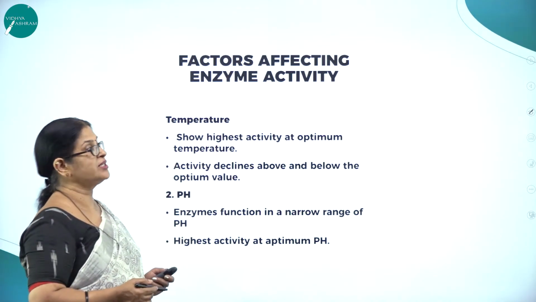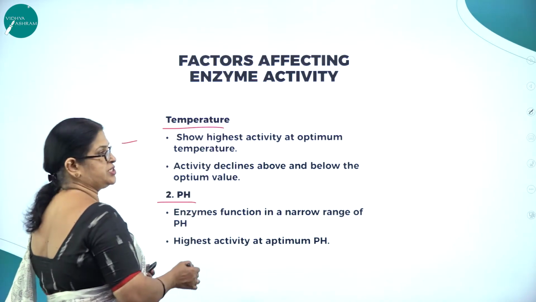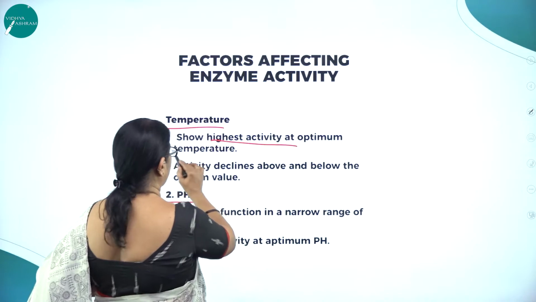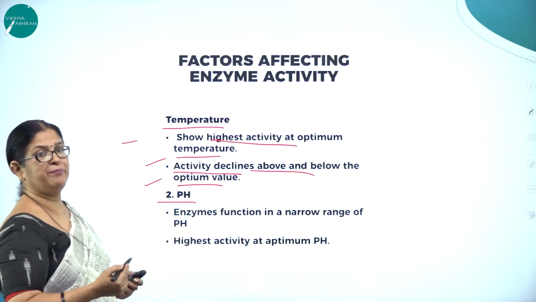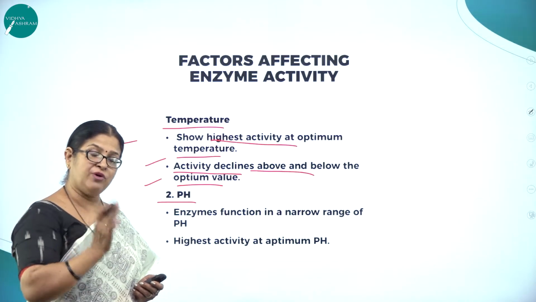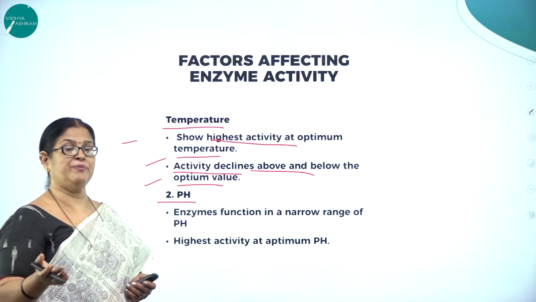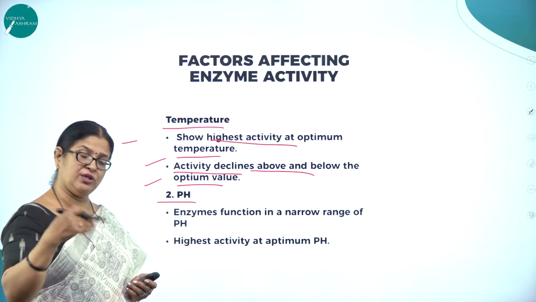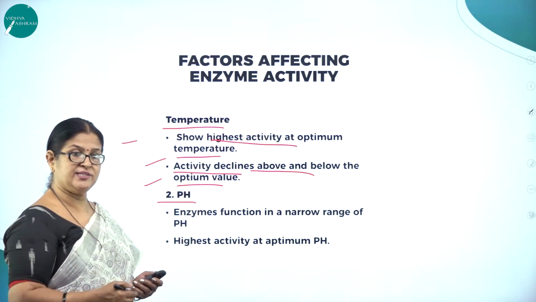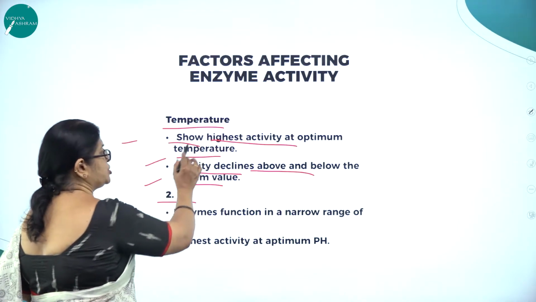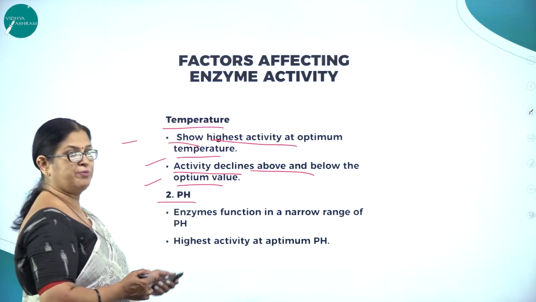Now let us understand what are the factors that affect the enzyme activity. First is temperature, next is pH. Enzymes show highest activity at optimum temperature. Activity declines above and below the optimum value. So the optimum temperature is very important. Enzymes will work in a particular optimum temperature, and above the optimum temperature, they will get denatured, and below the optimum temperature, they will not work. So temperature has a great role to play in enzyme activity.